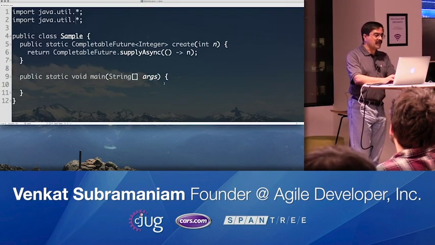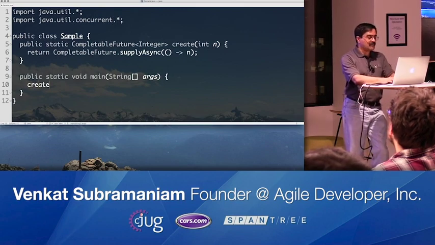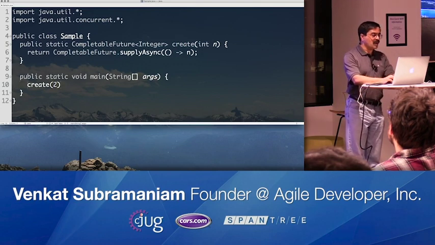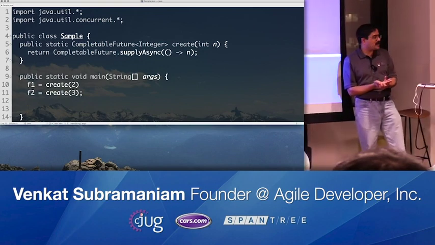Let's go back over here and say this is concurrent. What I'm going to do here is take this create and call it with a 2. Well, okay, that's one CompletableFuture. We'll call it f1 equal to that. But I'm going to say f2 equal to create with a 3. But I want to combine the results of these two together.